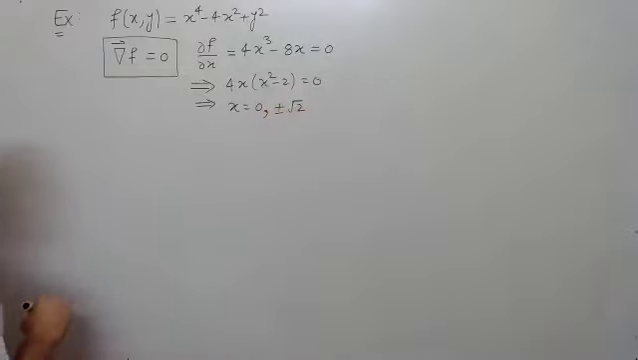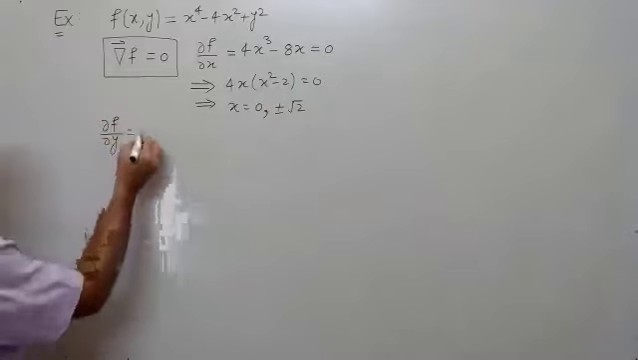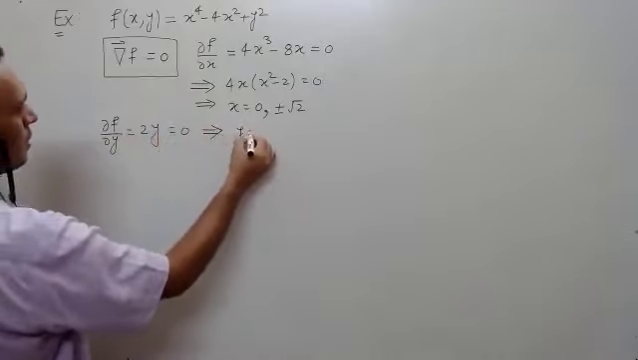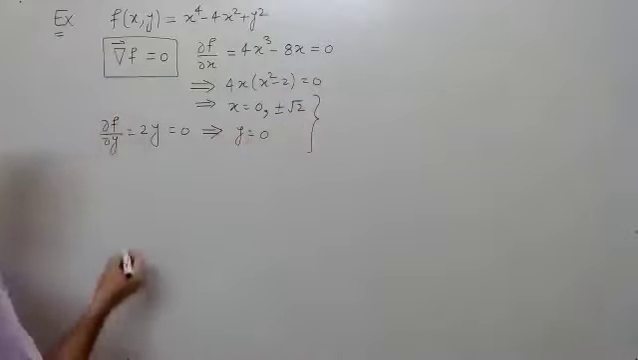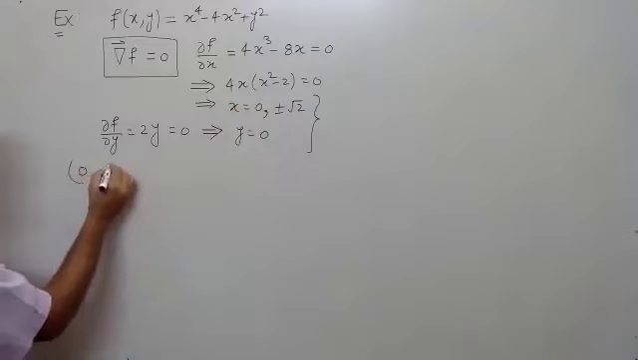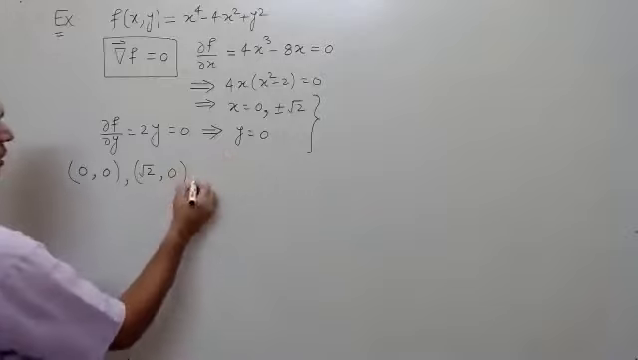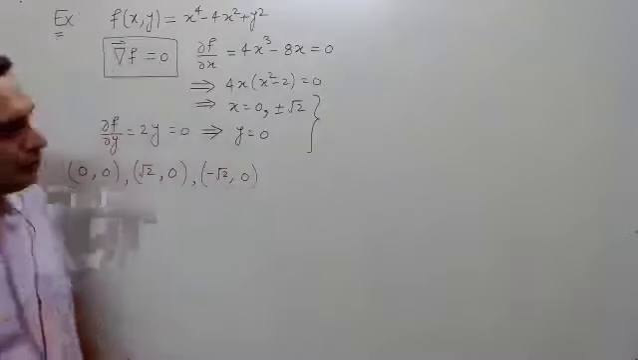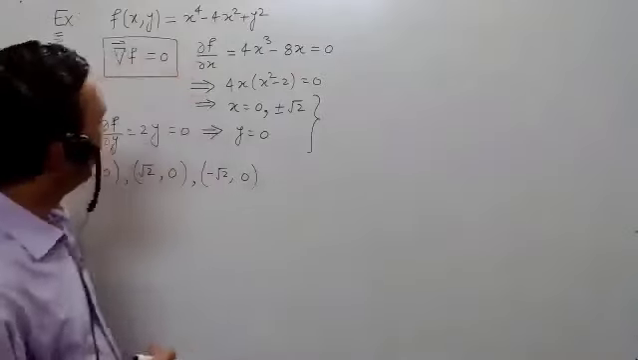So that is the point x. And the second condition is del f by del y is 2y and this will be 0. So that will give you y is equal to 0. So these are the possible points. What are the possible points? First take x 0, 0. Next point is root 2, 0. And the next point is minus root 2, 0. So you will get these 3 points. And on these 3 points, you have to check whether they are minima, maxima or saddle point.